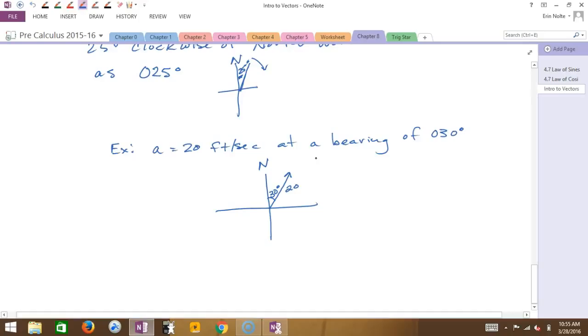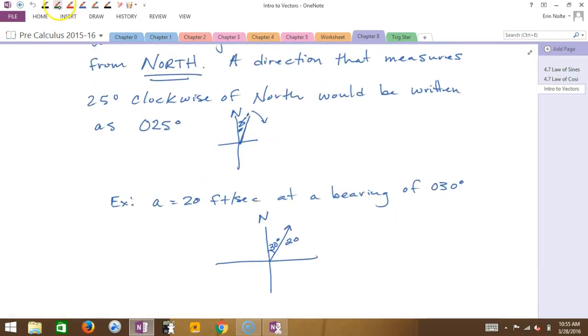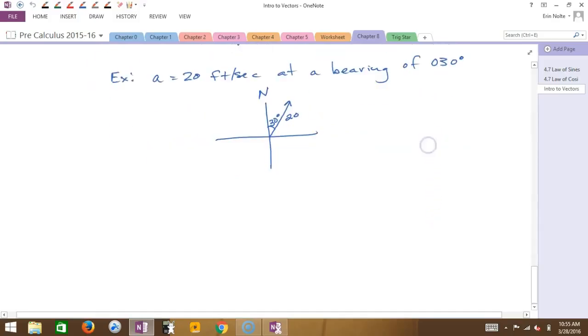Good there? Last one? I don't know why there's so many different types of bearings. I don't know. It's a big world, I guess.